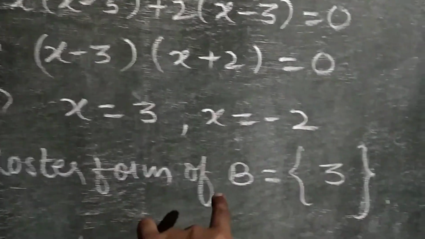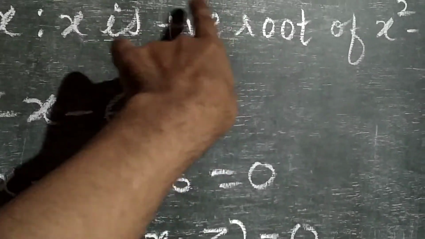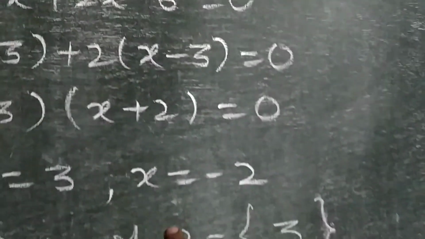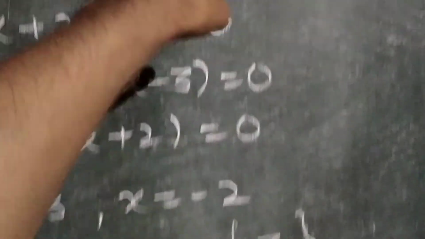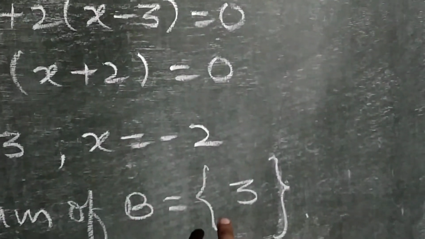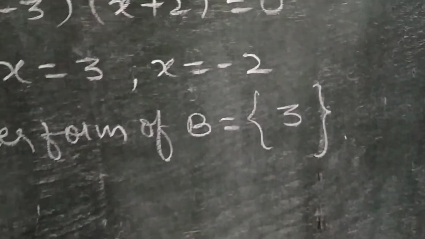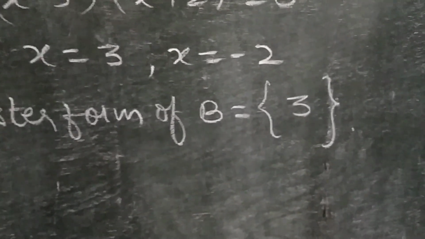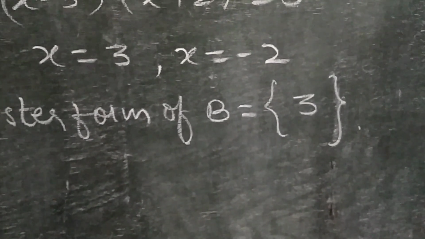So roster form of B will be 3. If we eliminate this word from here, positive, then x is a root of this equation. So 2 roots, minus 2 and 3. We will write both the elements here. Okay, but here the condition of positive root is given. That's why we are writing only 3. Okay, so I hope you will get the concept. Now try to solve such type of questions of interconversion of roster form and set builder form. Thank you.